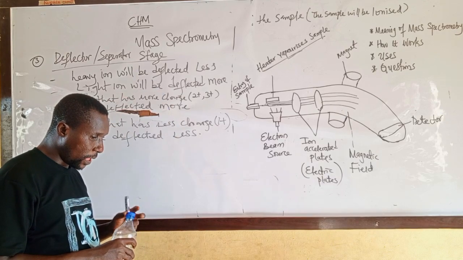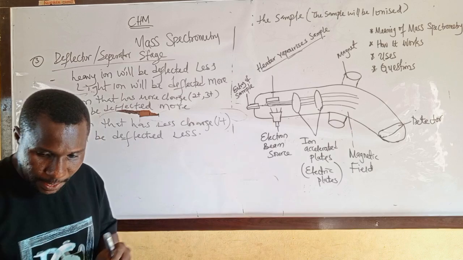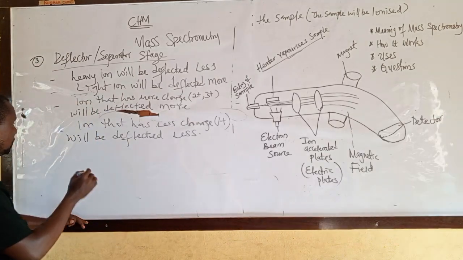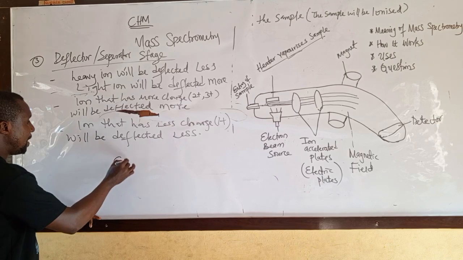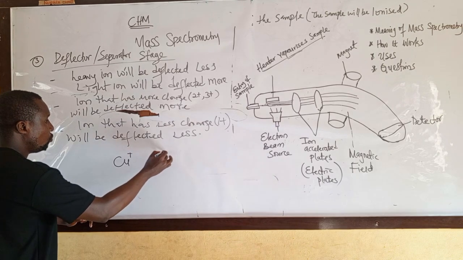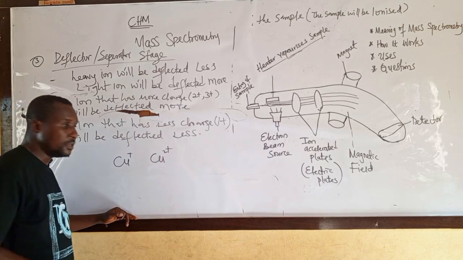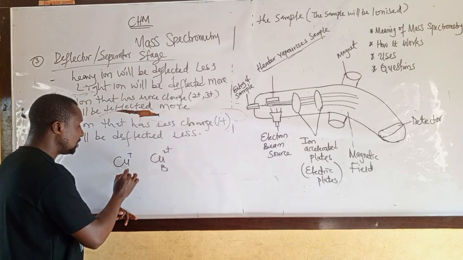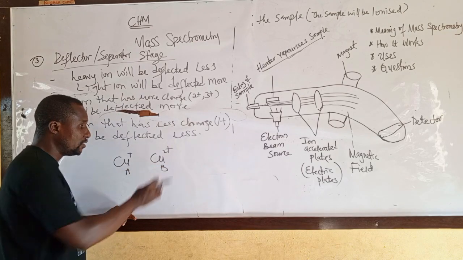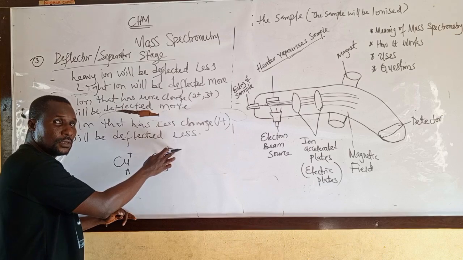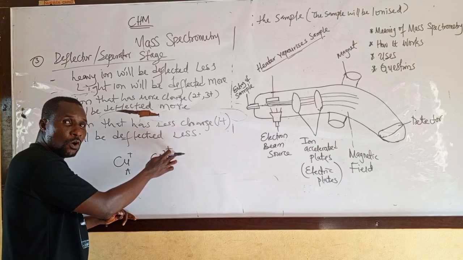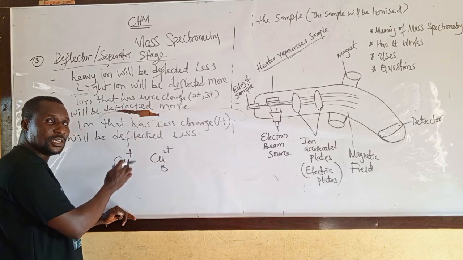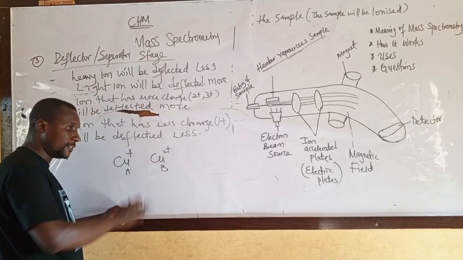For example, look at this. When you have copper plus and copper 2 plus, in this case, which one has more charge? This is sample B, sample A. Which one has more charge? This one has more charge. That means this one will be deflected what? More. This one has less charge. This one will be deflected less.